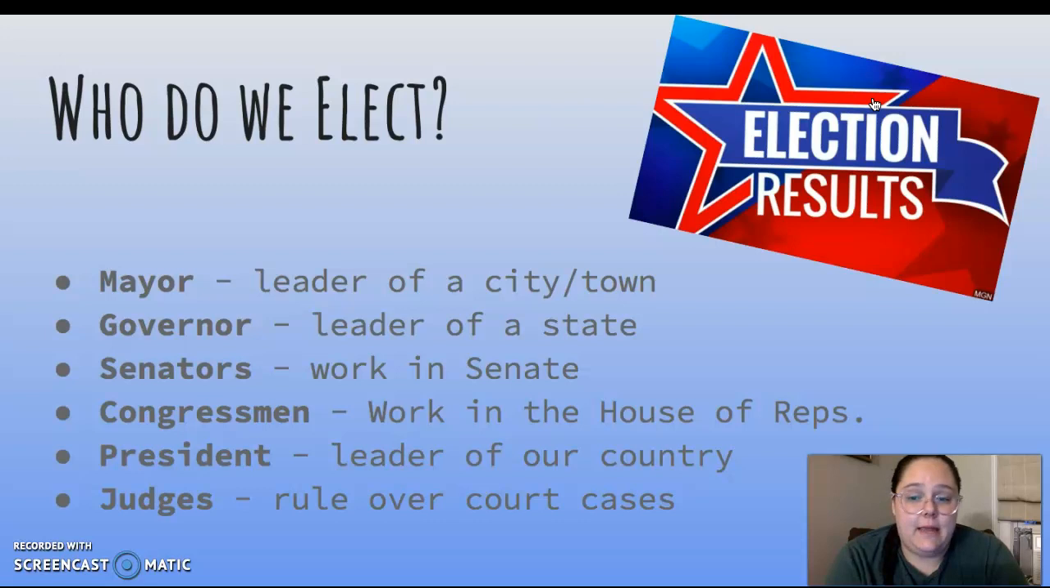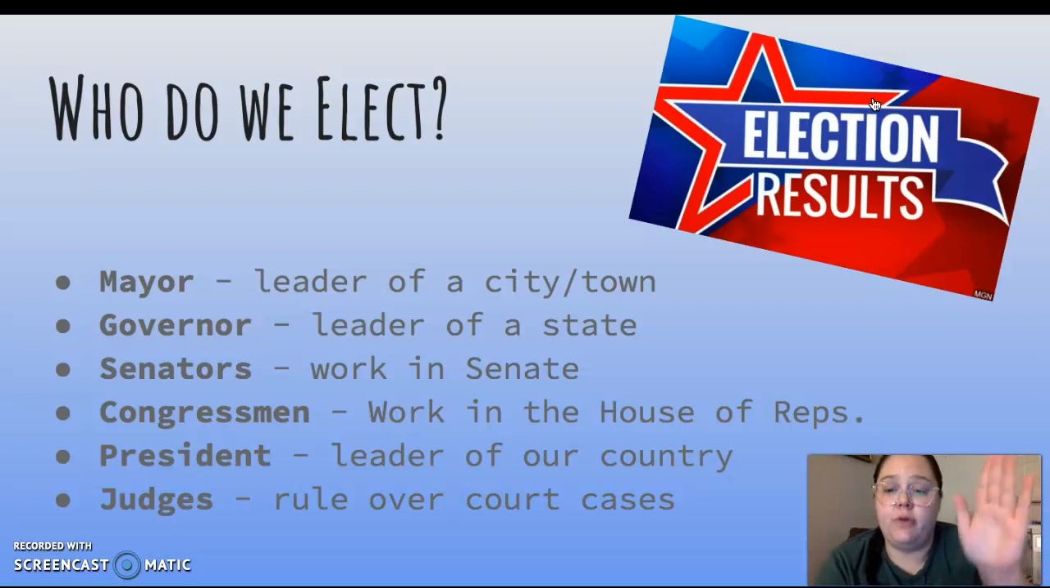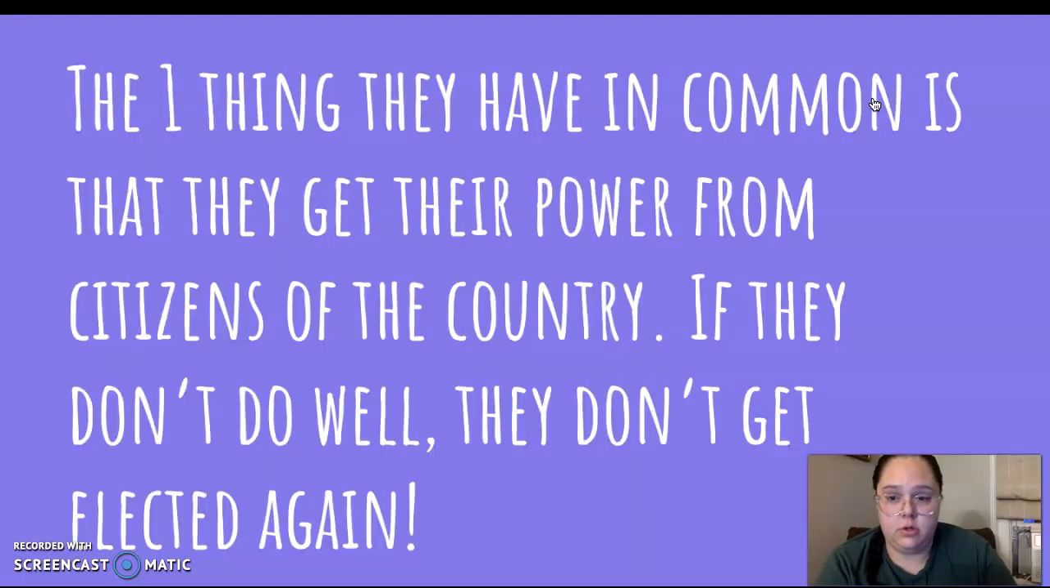Senators, they work in Senate. Congressmen work in the House of Representatives. The president leads our country, and judges rule over court cases. We vote for each of these positions within our county.